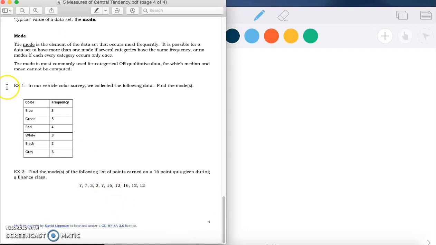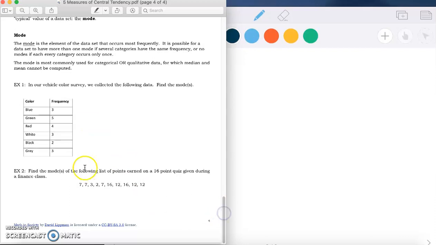So in this example, we're looking at color. Here's an example. In our vehicle color study, we collected the following data. Find the mode, or mode(s), because there could be more than one. So here's the frequency. Remember, the frequency tells us how many times these values occurred in that data set. So we're going to find the top one. Looks like it's going to be green. Well, that's surprising that the most cars would be green. I wouldn't think that would be the case. This is definitely not real data. So here we have 5 as being number 1. So that would mean for this data set, green would be the mode.